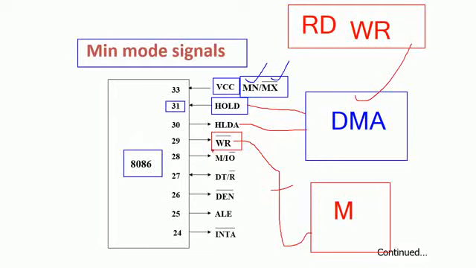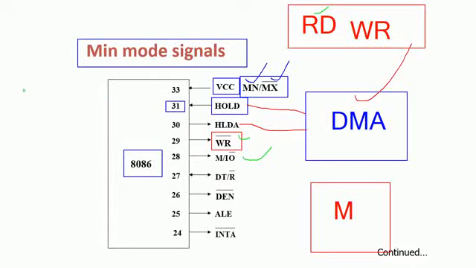Next one is the M/IO. So with M/IO, we have the read signal as well as the write signal. In order to differentiate whether that read signal or the write signal, whatever write signal we have seen in the last class, so whether this particular read signal or write signal is generated for the memory or the IO device, that is going to be differentiated by this particular M/IO bar pin.